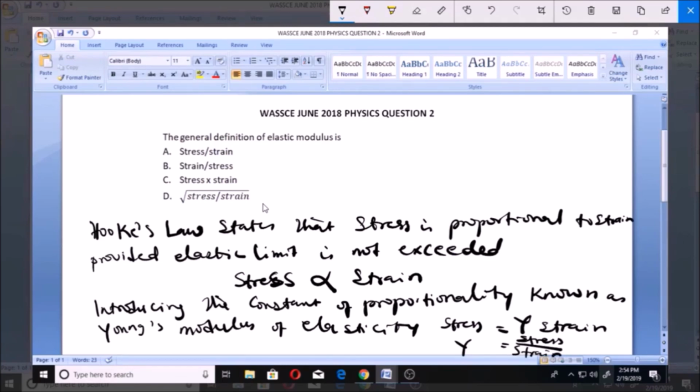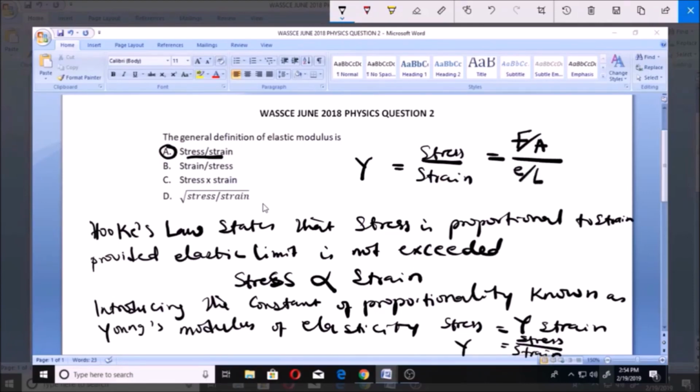So the right answer is A, stress over strain, and that is the statement of Hooke's law. In essence, Y, which is the elastic modulus, is equal to stress over strain. Very important. You can use this to solve some problems. We also know that stress is simply equal to force over area, and strain is equal to the extension over the original length.